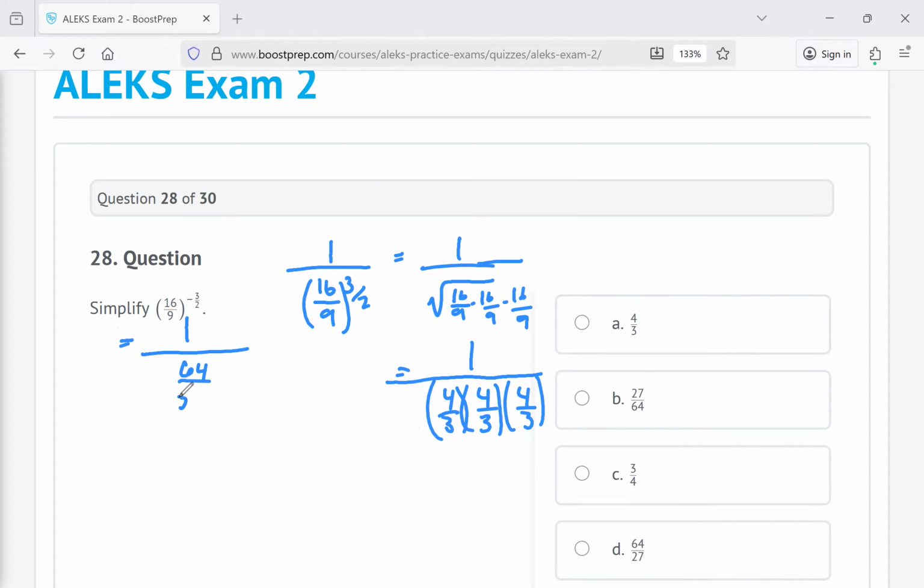You have a complex fraction, so that's going to be 1 divided by 64 over 27, and then cross multiply, so this is going to be 27 over 64, and can it be reduced? I don't think so. Yeah, 27. Yeah, that's D.